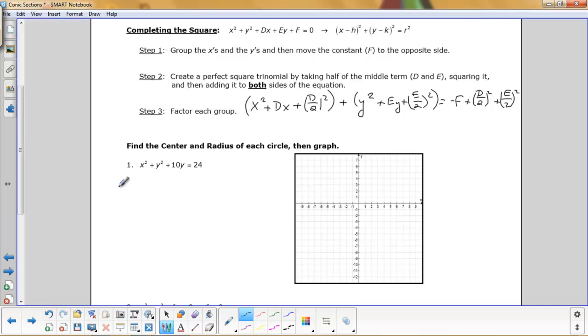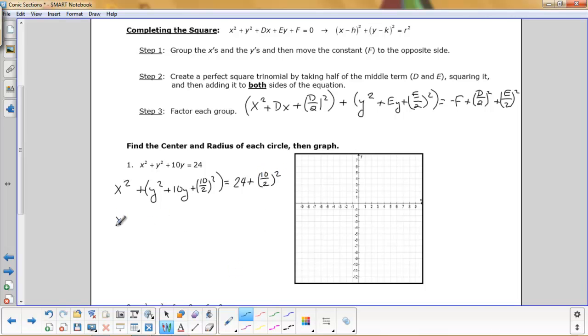So I'm going to rewrite by grouping the x's and the y's together. Now I'm going to save myself some space and time and immediately add in my completed square. Notice I'm only going to do this for the y because there is no x term, which means the x point of your center is located on the x-axis. 24, and then I'm going to add in what I just completed, (10 over 2) squared.